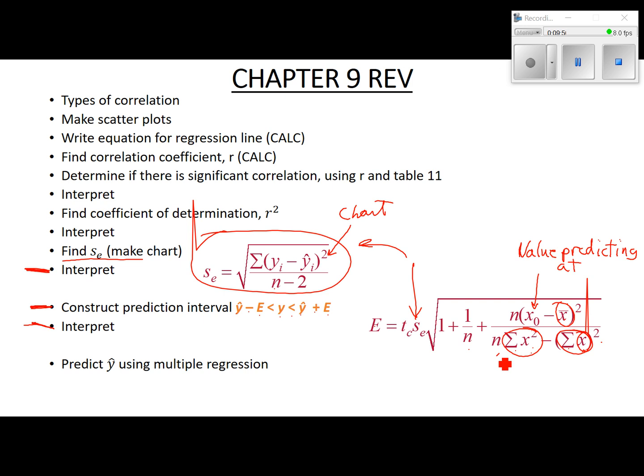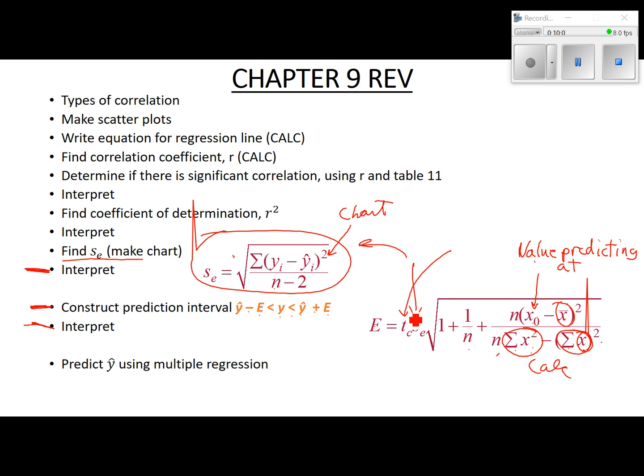So all of this stuff you can get right off the calculator, except for x sub 0, which is the value that they're going to tell you. SE we'll get from right here. We have to do this formula again, or have to do it for that certain set of numbers.